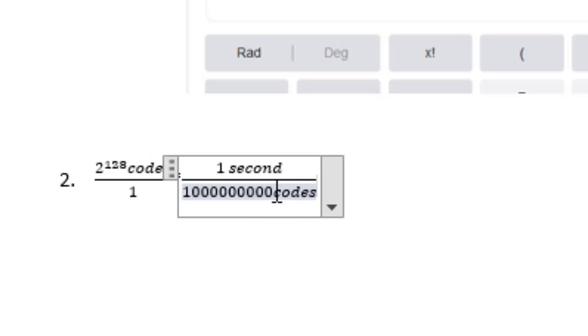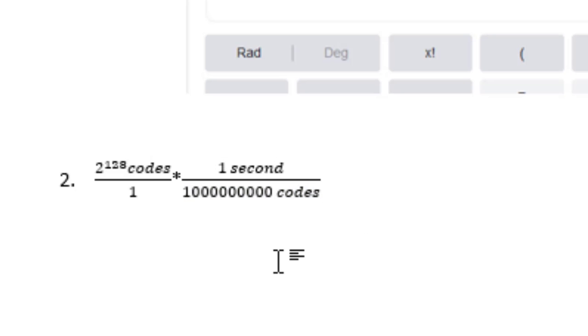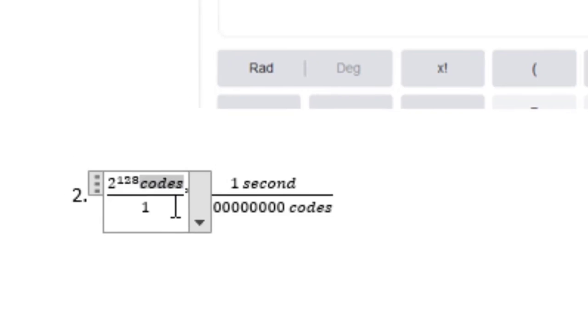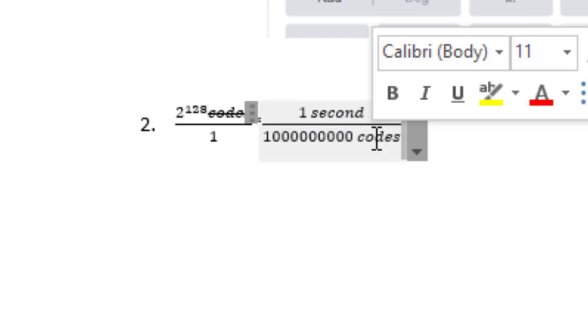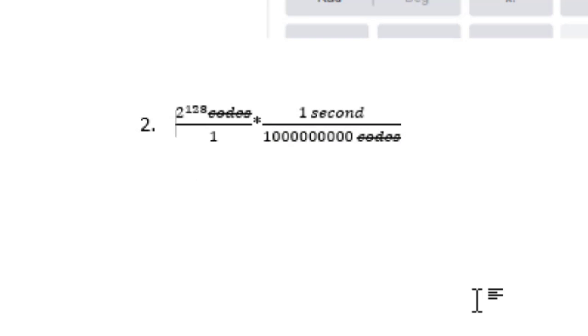1 billion codes. I'll put a space there. There we go. So now what's kind of cool about this is you have a codes up here and a codes down here. Now, if you want, you can go inside this fraction, and then you can actually use the strike through command to show those codes dividing off. Now you're down to seconds.